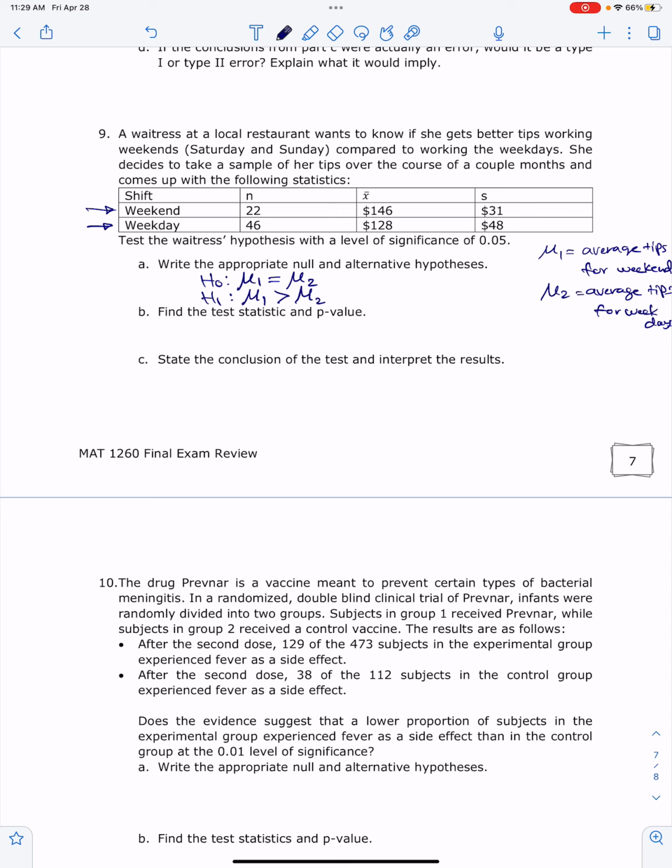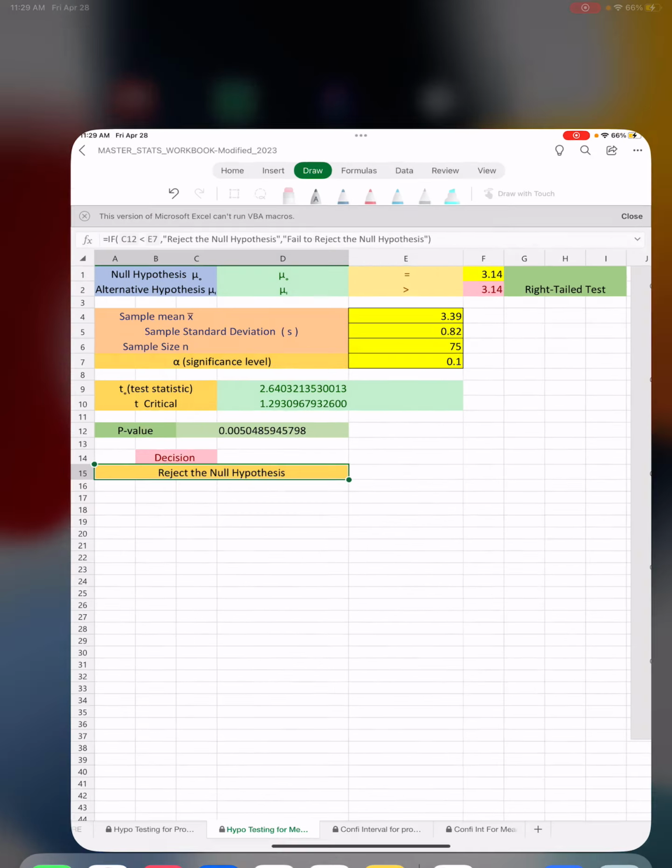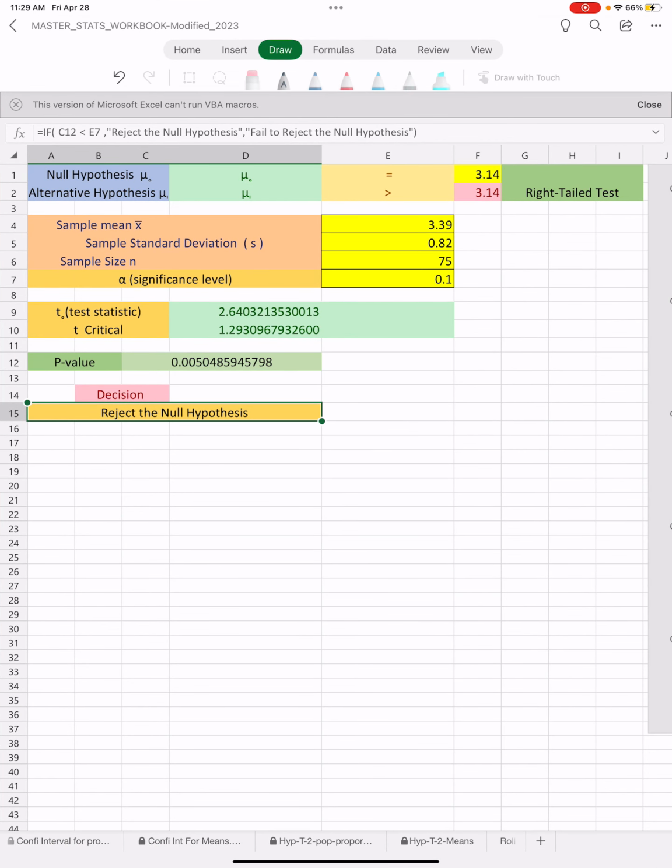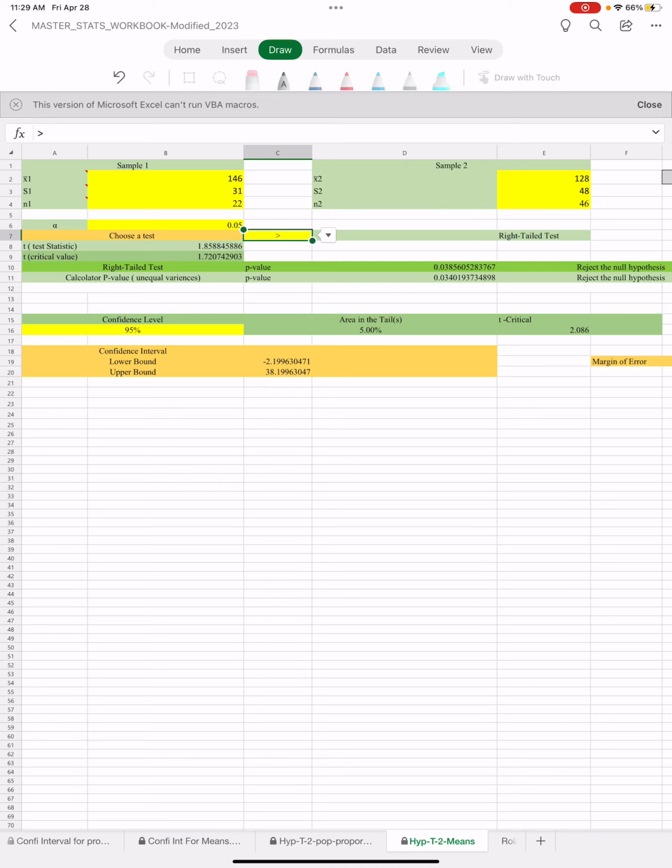Since we are comparing two populations here, we're going to go to the Master Excel workbook and we're going to go to hypothesis testing for two means. Now, we're going to put the information from the weekend in sample number 1 and from the weekdays in sample number 2. You have to keep that the same, aligned. If you do mu1 is the average tips from weekdays, you have to put sample 1 here and sample 2 here, which is going to change the type of test as well. So be consistent with everything.